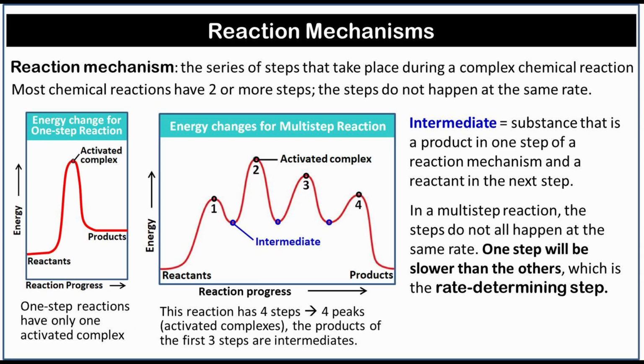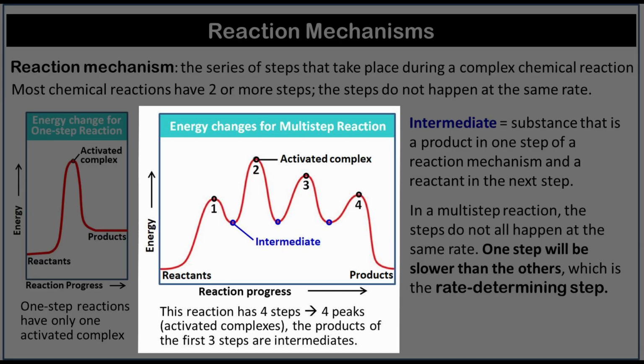A chemical equation only tells what reactants are present at the start of a reaction and what products are present at the end. Most reactions are made up of many small steps. The series of steps that take place during a complex chemical reaction is called the reaction mechanism.